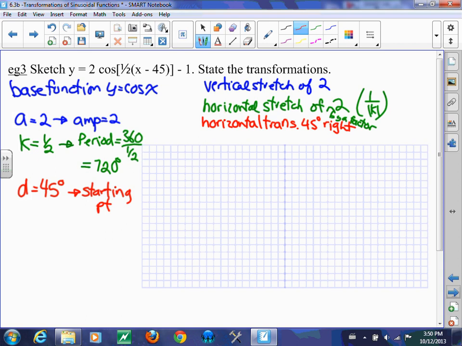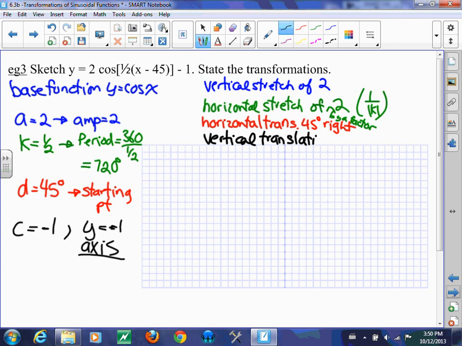Okay, and our last letter today is brought to you by C. C equals -1. That tells us the axis, which is y equals -1. Okay, so that tells us we're going to have a vertical translation down 1.